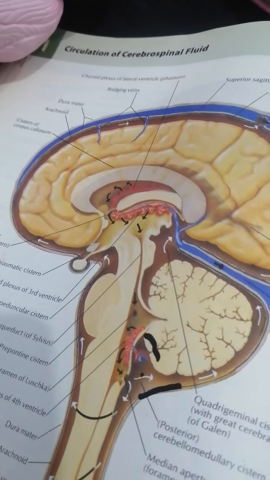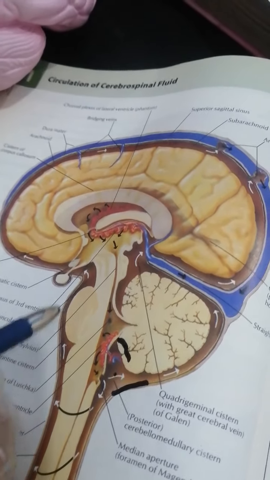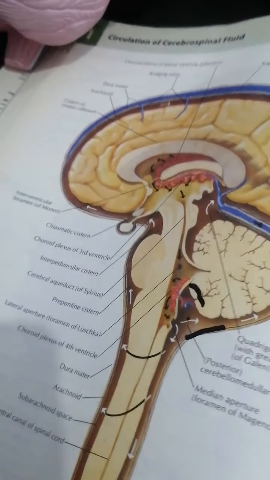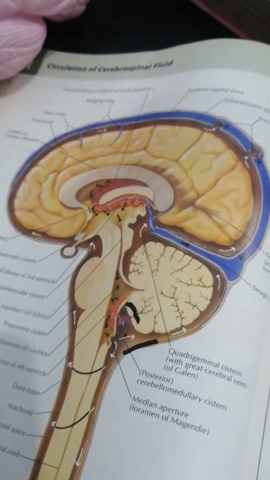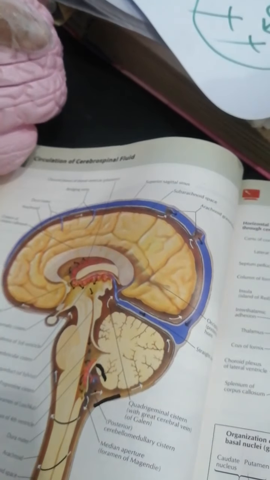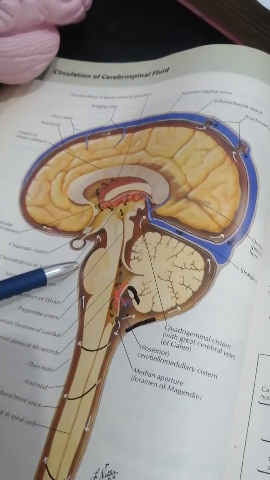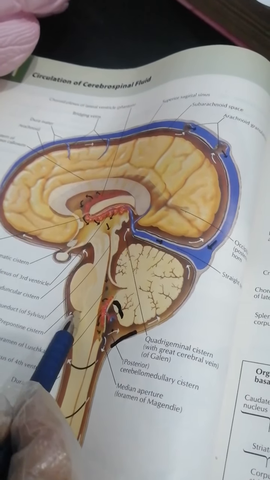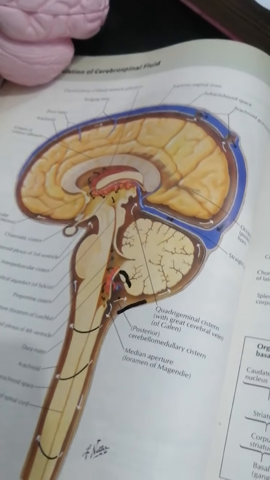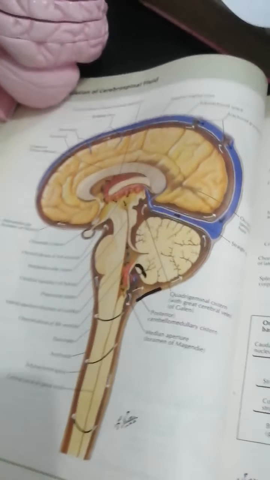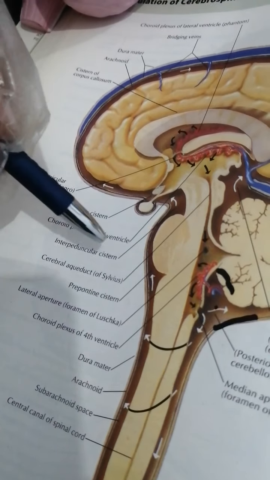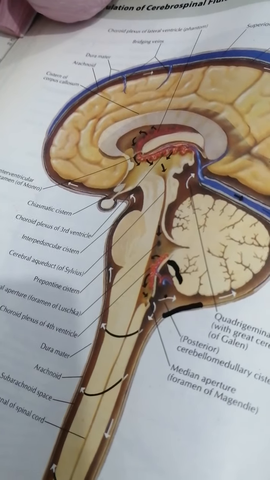over here lies another cistern at the ventral surface of the pons, which is called the cisterna pontis. Cisterna pontis lies on the ventral surface of the pons, and over here on this side is the arachnoid mater, and over here is the pons, and at the surface of the pons is the pia mater. Look, this is the cisterna pontis, or pontine cistern, which lies anterior to the pons.